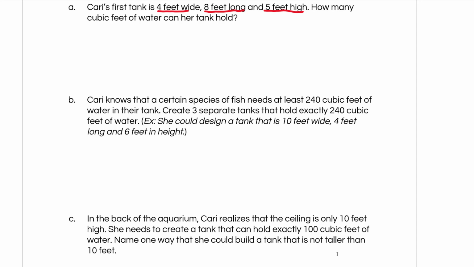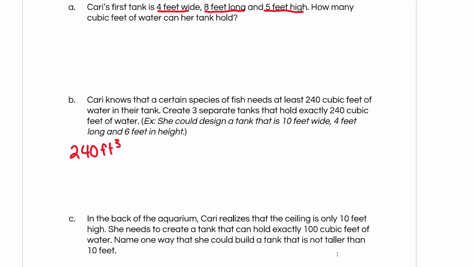So 10 times 4, I'm just checking them, okay? Yeah, 10 times 4 is 40. And 40 times 6 is 240. So that one's a good example. That one is correct. Okay, but now that they've used that, we need to use something else. We need 240, and we need that 3 different times. Yeah. And it's cubic feet.